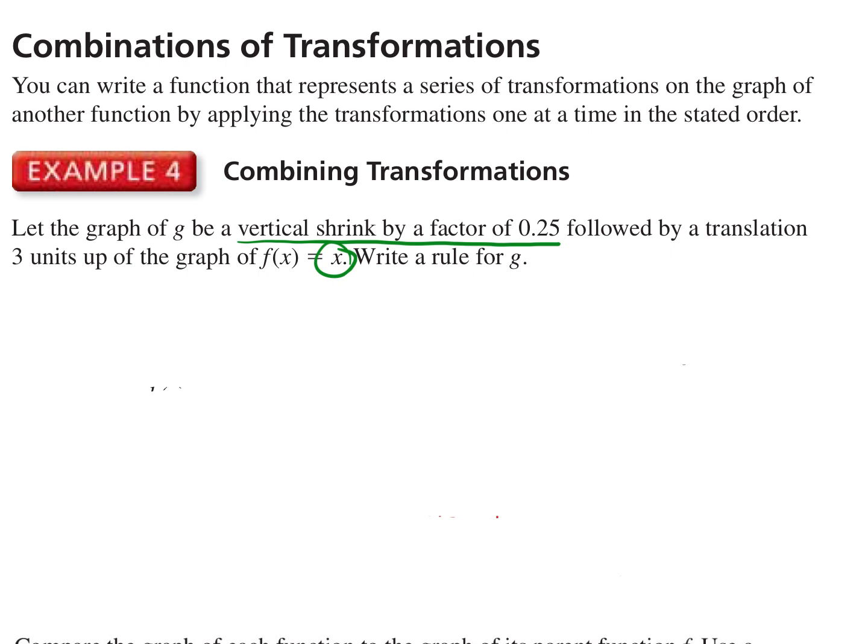So how do I apply a vertical shrink by factor of 0.25 to x? What did I do in the last one? On the last page, when we had a shrink, what did I do? Multiply it to everything. But what is everything here? Just x. So 0.25 times x.